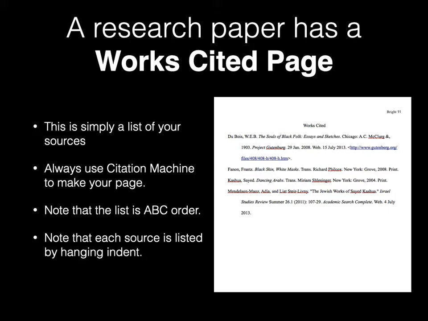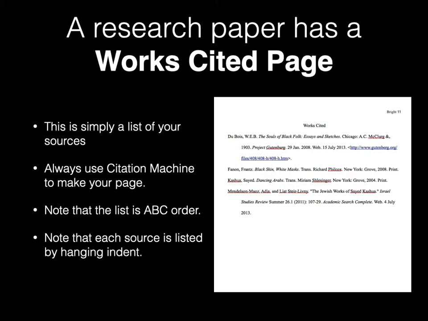So each type of source in MLA format has a certain way that you're supposed to put it in order so that everybody's using the same format so that anybody could go look up a source that anybody else used. Well, it gets a little tedious sometimes remembering what order to put that in. So we're going to use a site called Citation Machine to make it easy for us to build this page. And I'll show you how in just a minute.